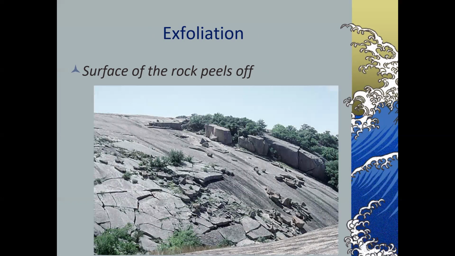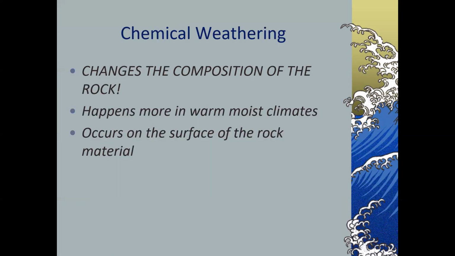So physical weathering, again, remember, was the breaking down of rocks into smaller pieces, but without changing the chemical composition. So you can imagine what chemical weathering is. Now we're going to be breaking the rocks into smaller pieces by changing their chemical composition. This happens more in warm, moist climates, and it occurs on just the surface of the material. So go ahead and write those 3 bullets at the top of page 2, right underneath where it says chemical weathering.